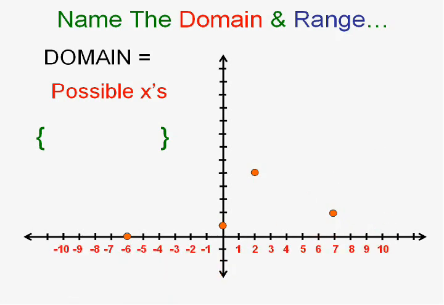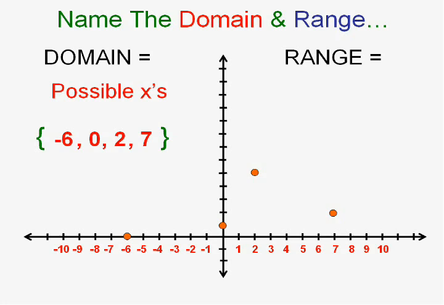Perhaps I could be of some assistance. Okay, let's throw an axis in there. The X's are going to be -6, 0. Note I'm going from left to right, from smallest to largest. 2 and 7. Cool. Now that was the domain.